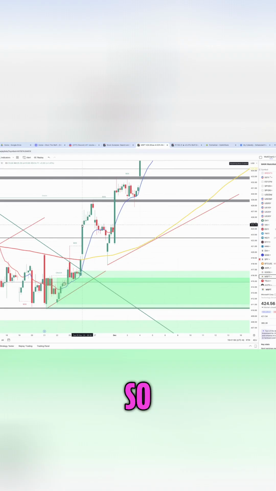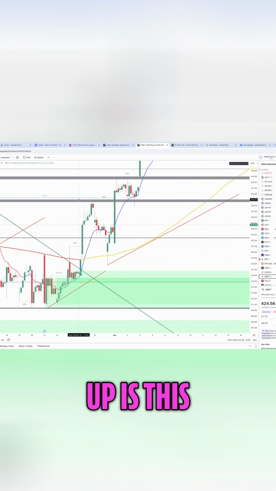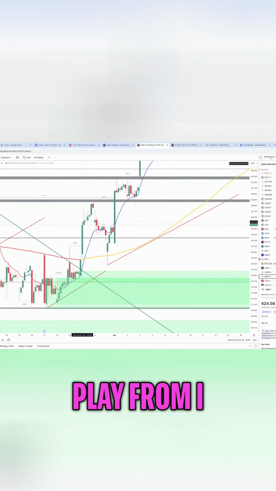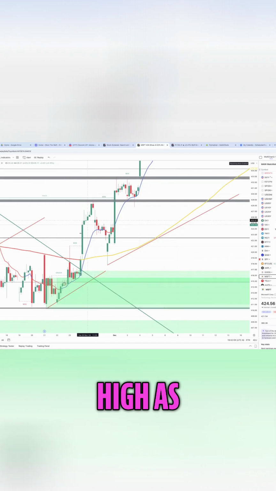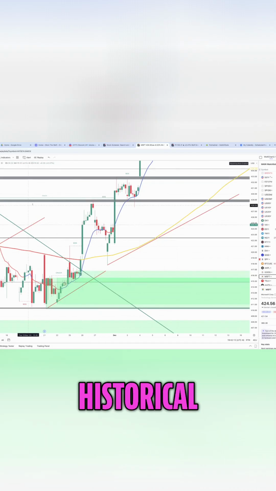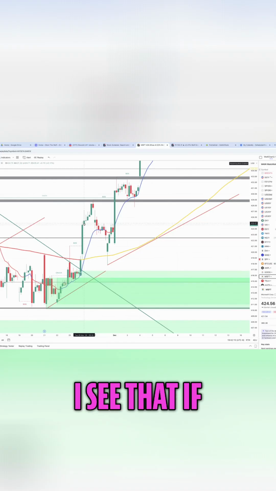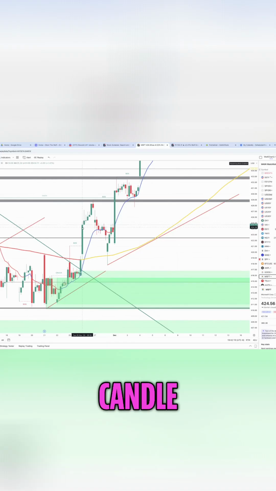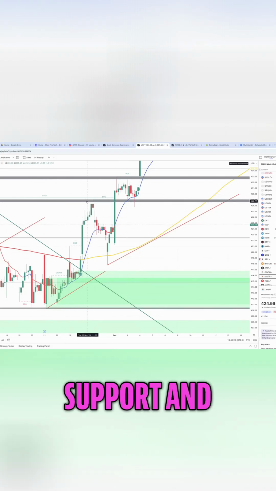And then if I'm getting in calls, what I'm interested in is the first thing that can mess my play up. The first thing that can mess my play up is this really thick historical resistance level sitting right here above me. I want this thing to go up as high as possible. But looking at my chart, since I can see the historical support and resistance, I see that if I get in my trade at the close of this candle at 424.71, the first thing that can stop me is 428.67, this historical support and resistance.